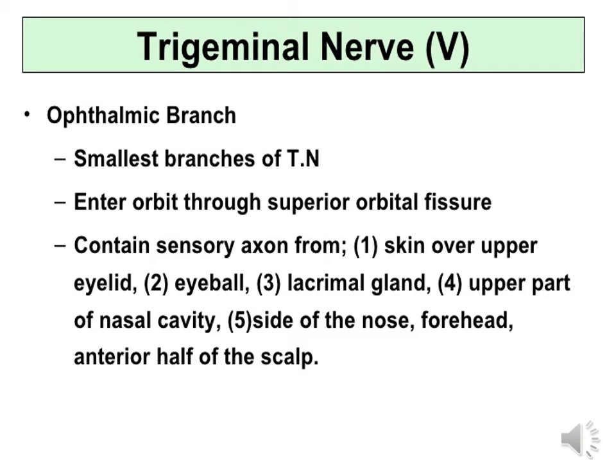We start with the first division, the ophthalmic branch. It is the smallest branch of the trigeminal nerve, entering the orbit through the superior orbital fissure, and contains sensory axons from the skin over the upper eyelid, the eyeball, the lacrimal gland, the upper part of the nasal cavity, the side of the nose, the forehead, and the anterior half of the scalp. That is the sensory innervation of the ophthalmic nerve.